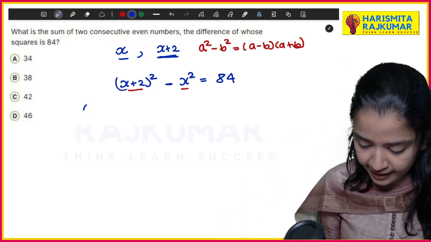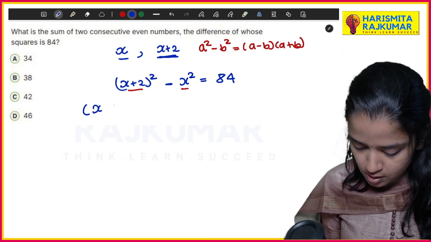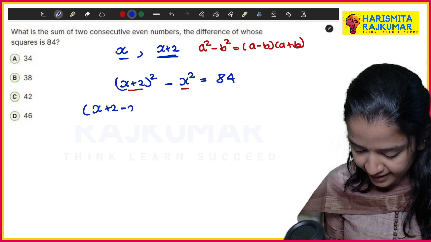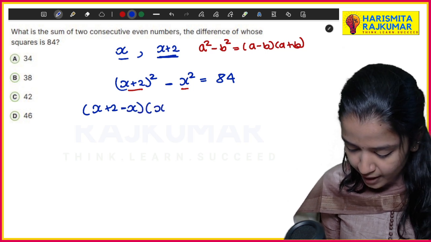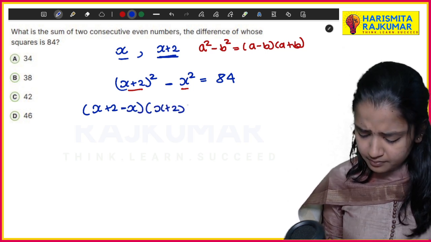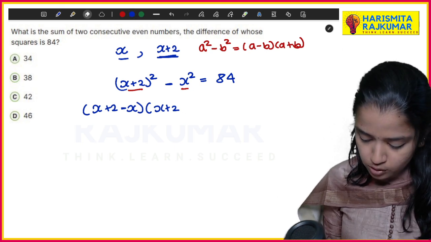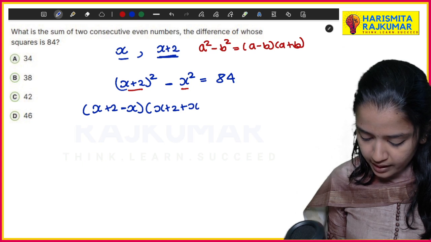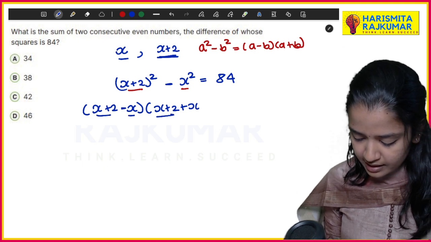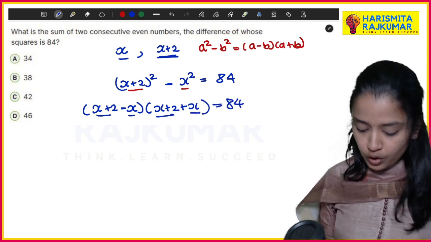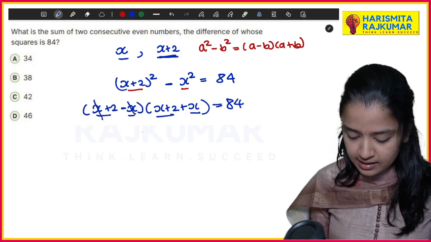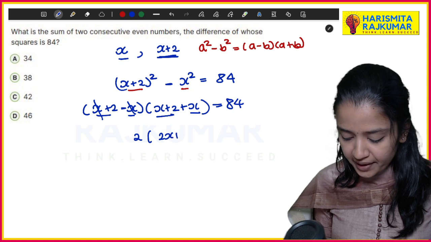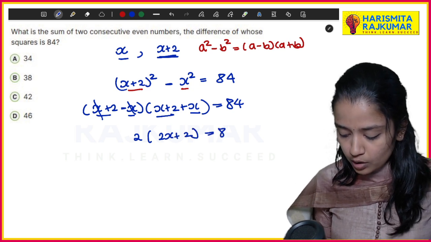So how will I write? x plus 2 minus x into x plus 2 plus x. So this is a minus b, this is a plus b, is equal to 84. So this and this get cancelled, so 2 into 2x plus 2 is equal to 84.